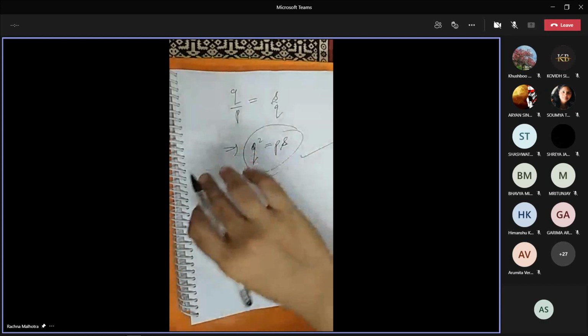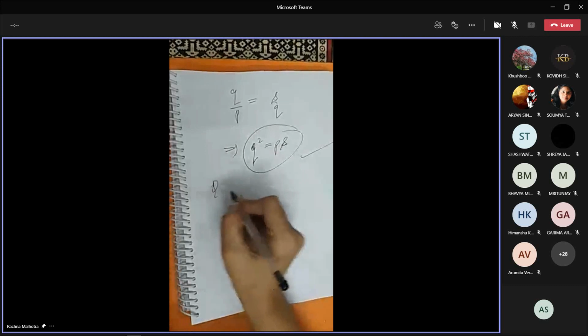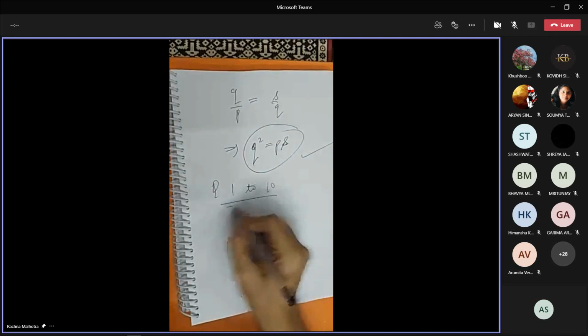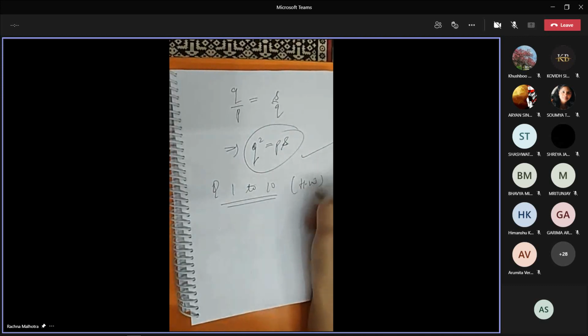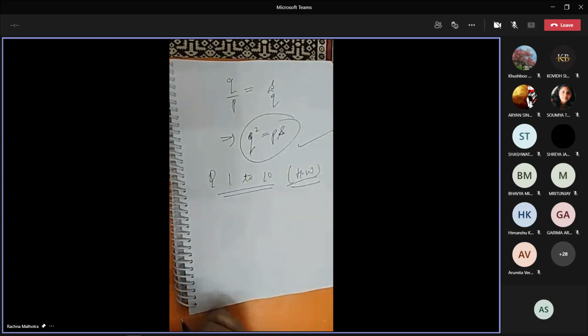Okay, so I'm writing homework for you. You can complete till question number 6 easily. Even you can also try the others, where sum to n terms is used. Even till question number 10 you can do it easily. Please try questions 1 to 10. You have to use the sum to n terms formula. So this is homework for you.